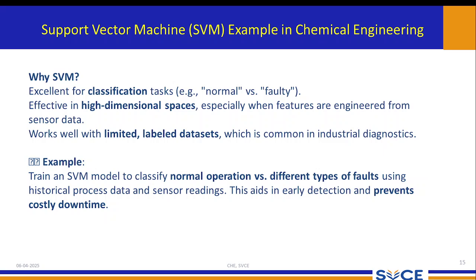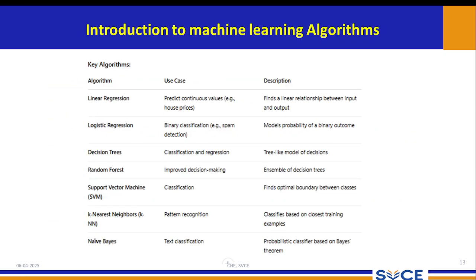So train an SVM, support vector machine model, to classify normal operation versus different types of faults. In that case, we can go for a support vector machine algorithm. So you understood when we need to go for the different types of algorithms.